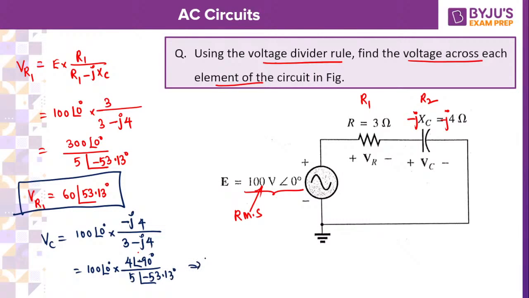Now I can write 100 into 4 is 400, 400 at an angle minus 90. If this plus minus 53.13, if it goes up, plus 53.13 divided by 5. So 5 8s are 40, you are going to get 80 at an angle minus 90 minus 53.13 now, 36.86. So this is how you are going to get.